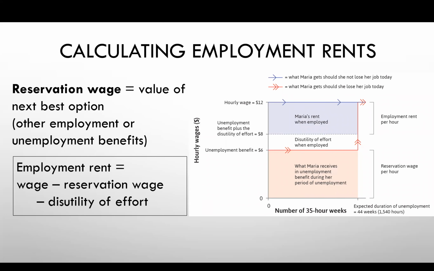So the equation for employment rent is wage minus reservation wage minus disutility of effort. The reservation wage is the value of the next best option, as I just explained. So it's another type of employment or unemployment benefits. The disutility of effort is how much you perceive your time to be worth while you're unemployed. We can see from the diagram on the right that the unemployment benefits that Maria would receive if she got fired is $6 as long as she continues looking for a job. However, the fact that she has all that free time to do whatever she wants is worth another $2. So her employment rent is actually $4 and not $6.